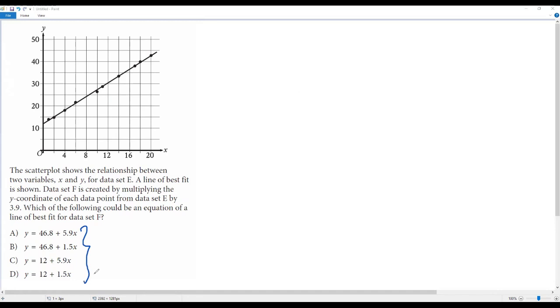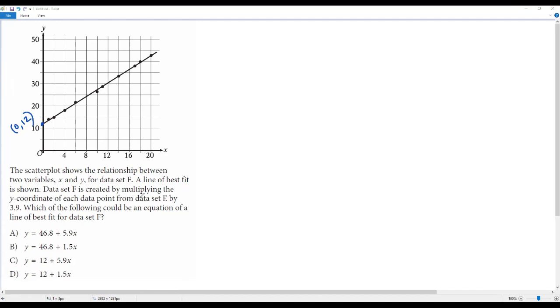When I go over the answer choices, each equation is in slope-intercept form. Here, let's consider the y-intercept of the line of best fit for data set E. So here we have the y-intercept. Here we have 10, 20. I think this point must be 0, 12. So the y-intercept of the line of best fit for data set E is 0, 12.